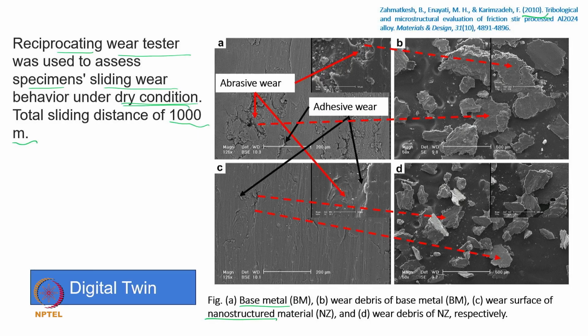However, they have compared from a debris point of view. Now, what is a debris point of view? In this case, as there is a dry condition, both adhesive wear as well as abrasive wear will occur in both cases. Now, if you look at the base material case, chip sizes are much bigger compared to the second case, which is the nanostructure material.